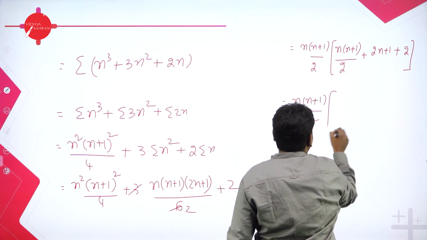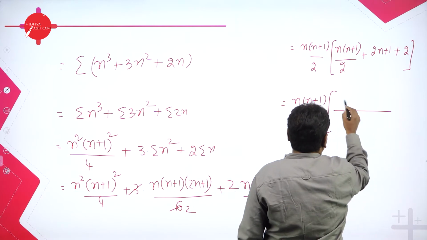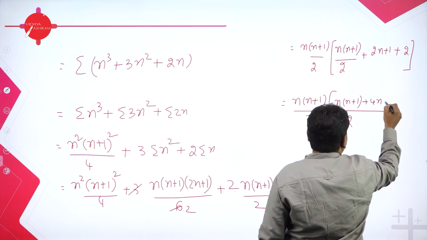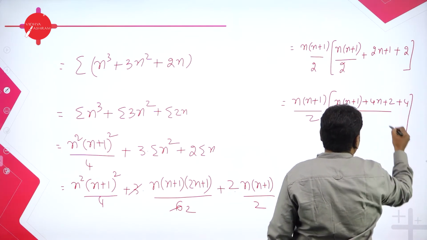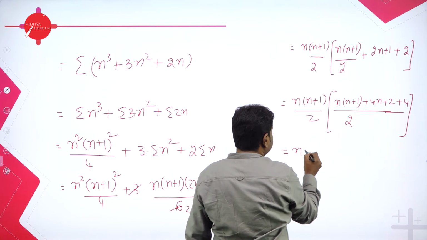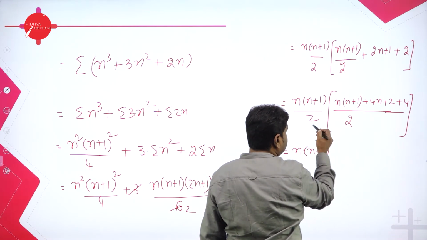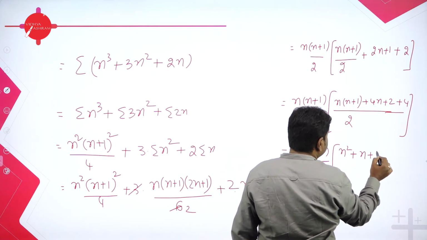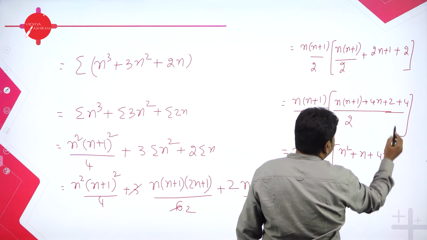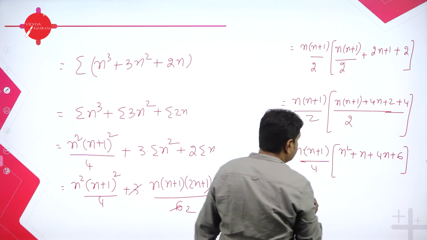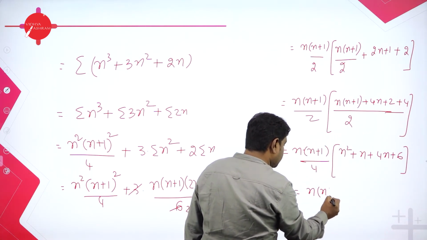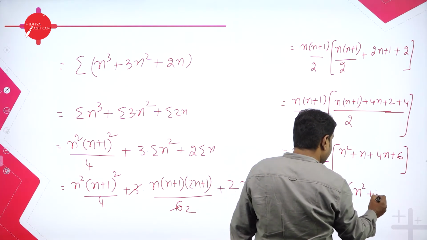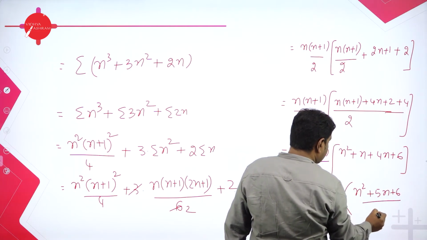Now simplify this. Outside I have n into n plus 1 by 2. However you want, you can simplify. Take LCM. What is the LCM? 2 is the LCM. N into n plus 1. And 2 if you multiply, it will become 4n plus 2 plus 2 twos are 4. Further simplify this. So n into n plus 1. I will take this 2 out. So 2 twos are 4. So we are left out with n square plus n plus 4n plus 2 plus 4 is 6. That is n into n plus 1 by 4 into n square plus 5n plus 6.